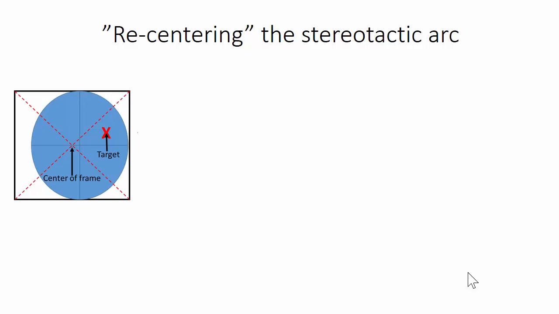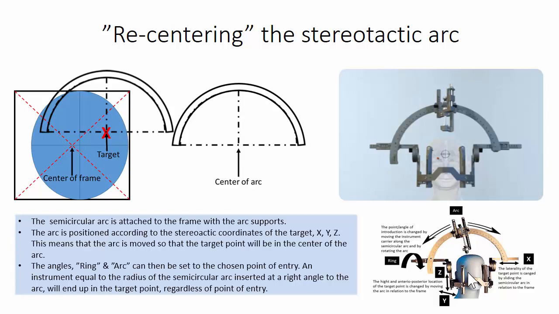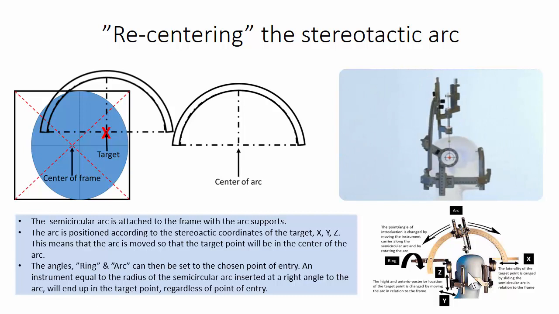We will now add the arc and arc supports to the frame. If we put these on the frame in the neutral position, that is with x, y and z set to 100, then the center of the stereotactic arc would be coinciding with the origin, that is with the center of the stereotactic system. However, we don't want to reach this, but in this example our target is the GPi. So we set the x, y and z coordinates on the arc and arc supports, so that the center of the arc becomes displaced and is now coinciding with our intended target. We see the same thing in this video, how the arc is recentered to coincide with the target.